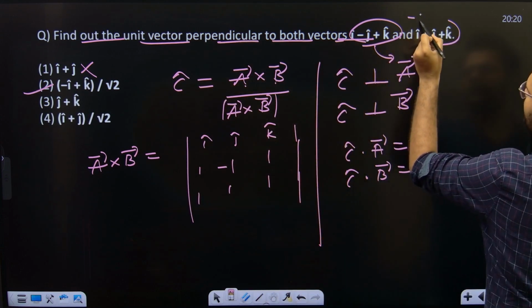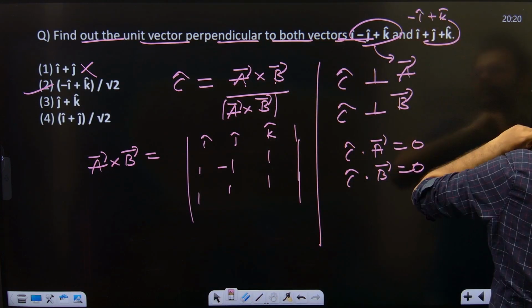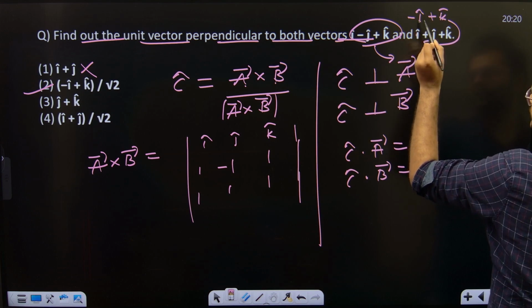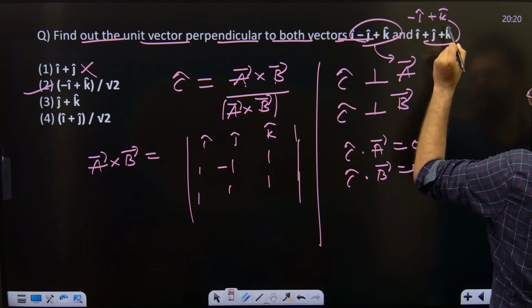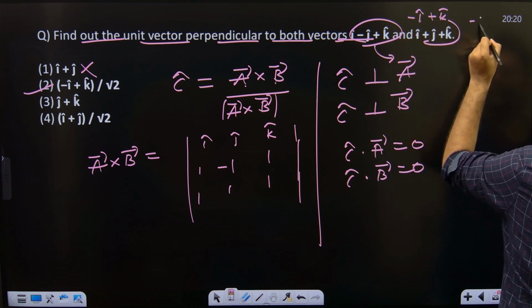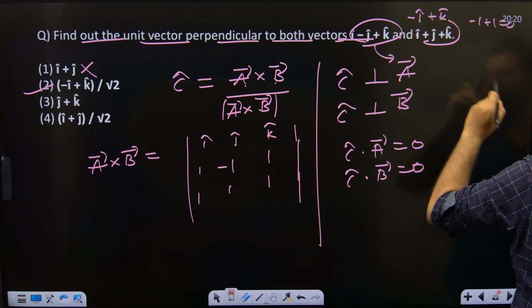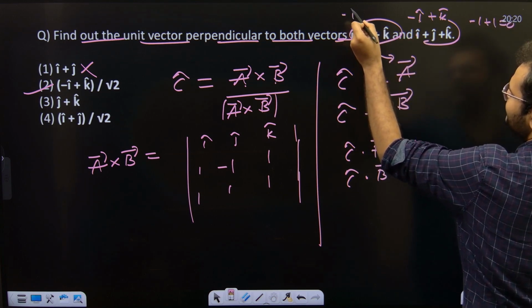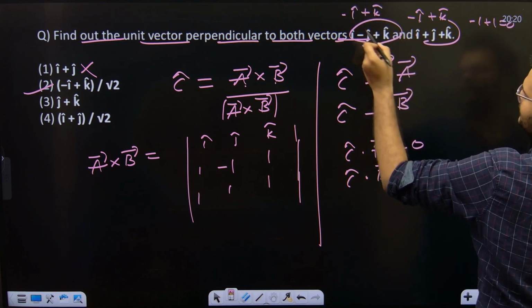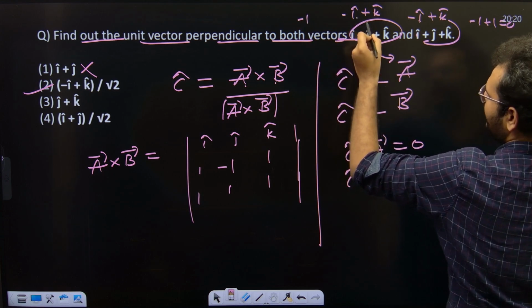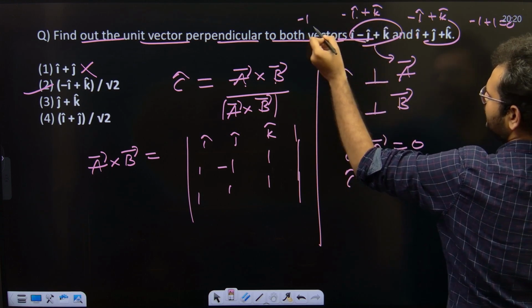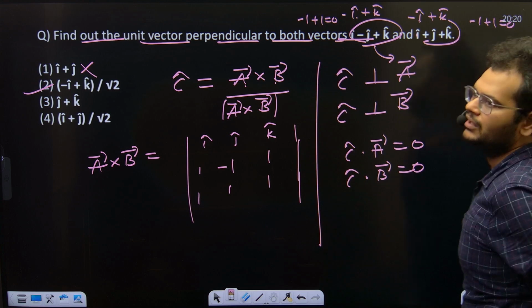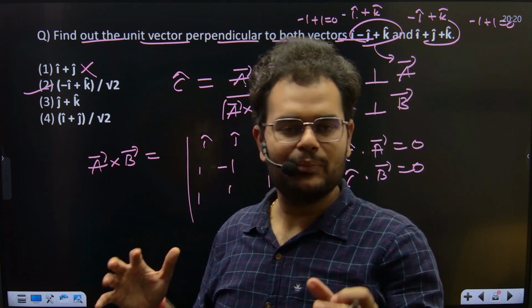See, if I do minus I plus k here, okay, so minus I into I is minus 1, and here j is not there, so 0, and k into k is what? 1. So minus 1 plus 1 is how much? 0. Similarly, you can do here minus I plus k. See, minus I into I is what? Minus 1, and again j is not there, k into k is what? 1, so again it is 0. Are you getting it? By properties we solved this.